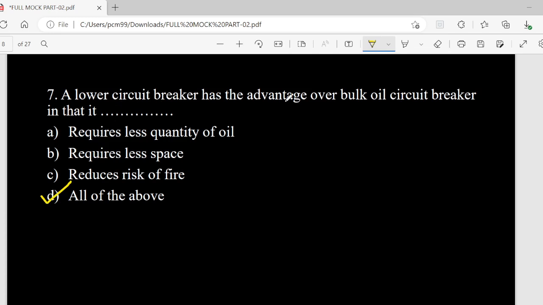A low oil circuit breaker has the advantage over a bulk oil circuit breaker in that it requires less quantity of oil, requires less space, reduces risk of fire, and option D, all of the above. This is a low oil circuit breaker. Next.